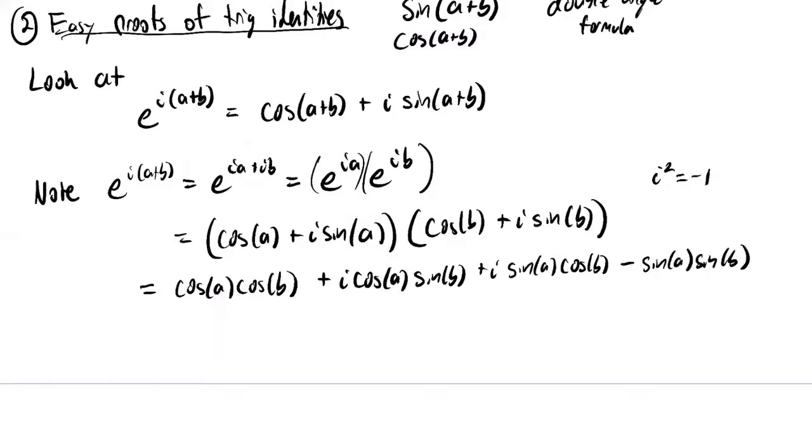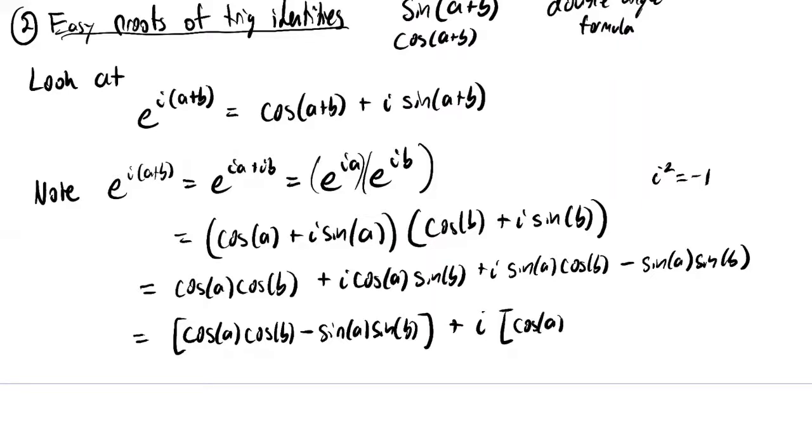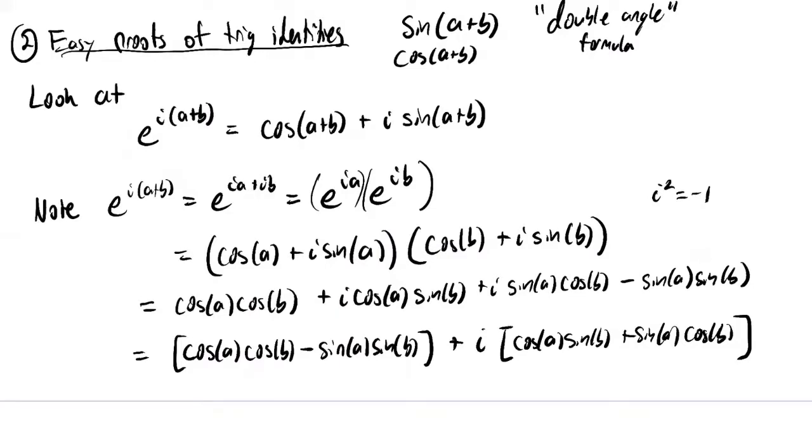right? And so what I'm going to do is collect the real numbers and the imaginary numbers separately. So this is equal to cosine a cosine b minus sine a sine b, and then plus i times cosine a sine b plus sine a cosine b, right? Well, this is all equal to e to the i times a plus b. I just evaluated it in a different way. And so we've shown that cosine of a plus b plus i sine of a plus b is equal to this term, right? So this is equal to e to the i(a plus b).